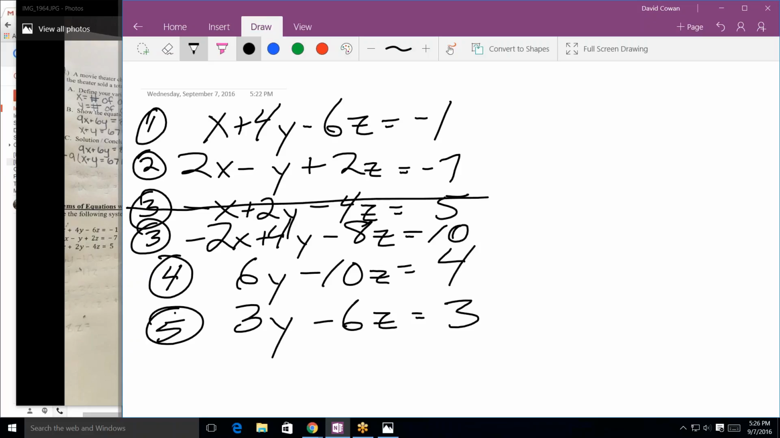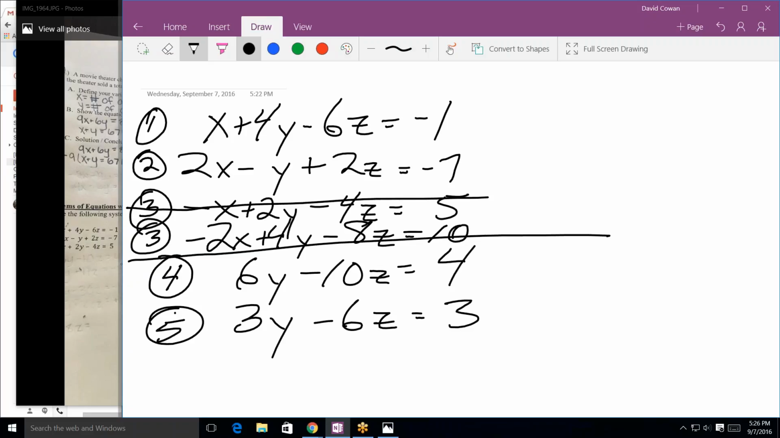Okay. Now we turned a hard problem into a simple problem. In other words, now we have two variables, two equations. Let's solve it. What's my next step? Then you would put the 6y minus 10z equals 4 equation and the 3y minus 6z equation together. How do I solve for y and z at this point?